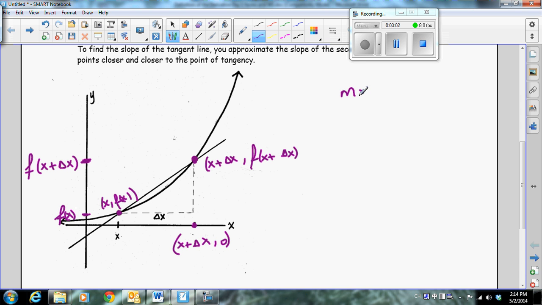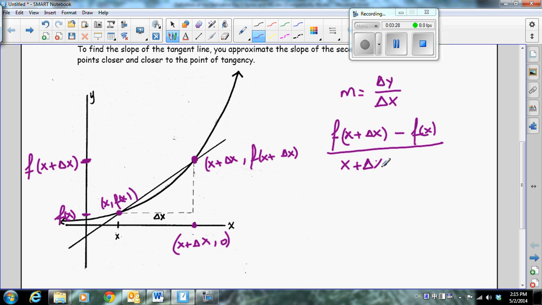So I would say m is equal to change in y's over change in x. So delta y over delta x, that will be f of x plus delta x minus f of x over, again, this is my y2 minus y1 over x2 minus x1, which is x plus delta x minus x. By the way, this is still the slope because I'm doing change in y's over change in x.